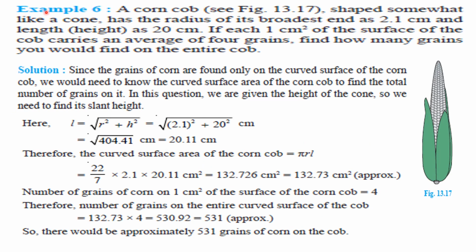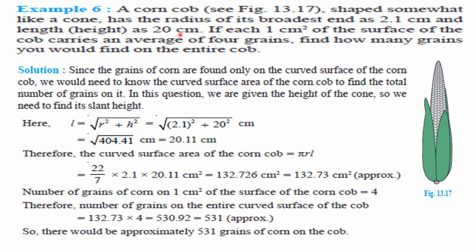Right. Now let us take another example. Okay, my children. A corn cob, see figure 13.17, see this figure, my children? Shaped somewhat like a cone. It looks like a cone. It has the radius of its broadest end as 2.1 centimeters and length, that is height, as 20 centimeters.